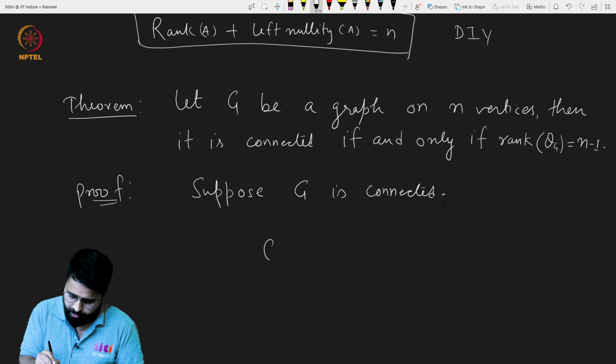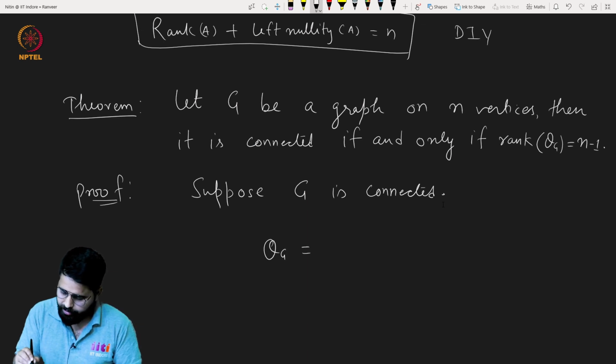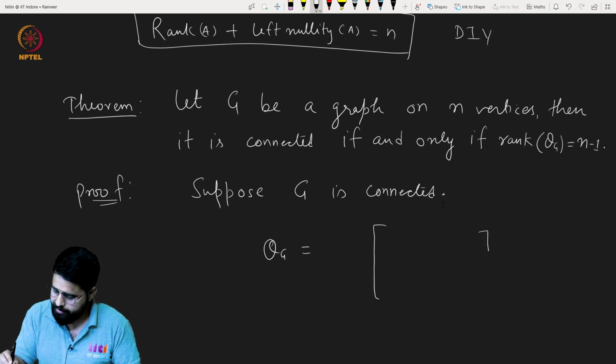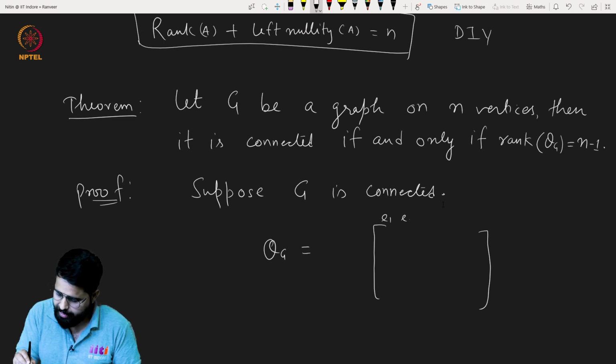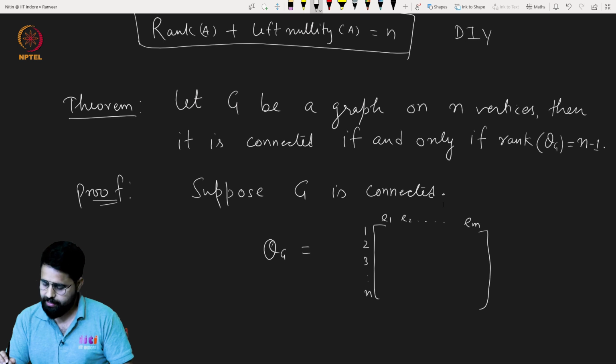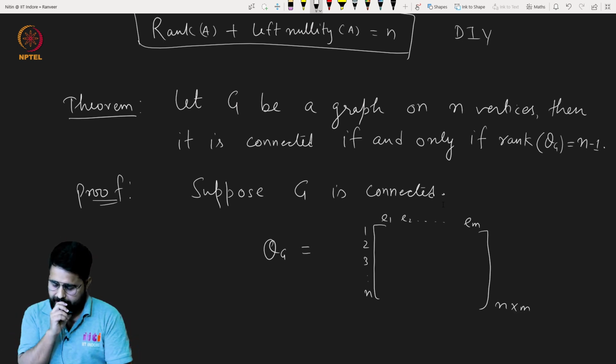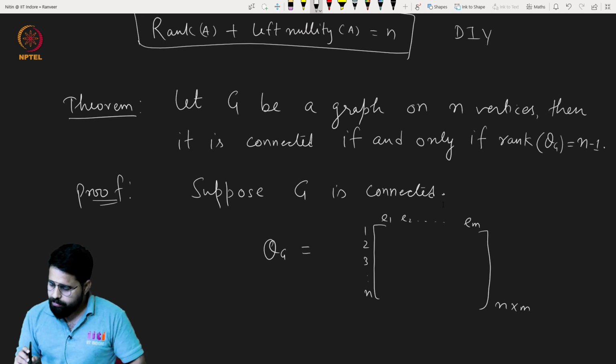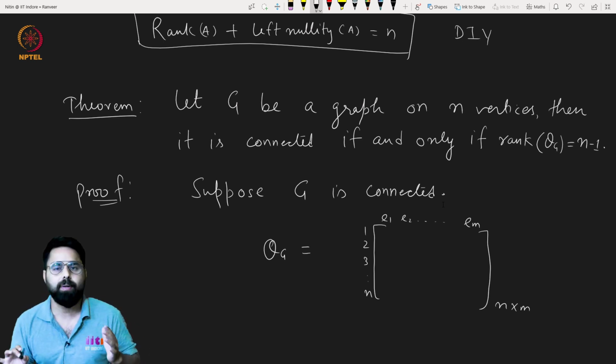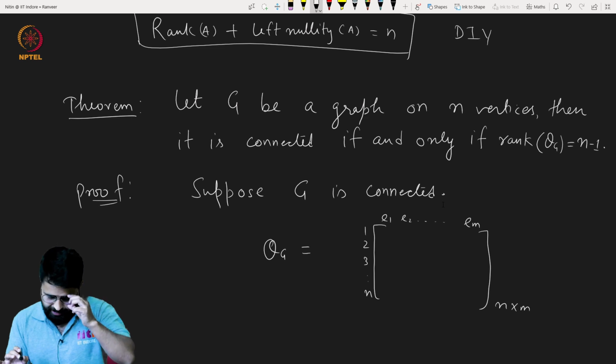So Q_G will be some matrix, right? So there will be edges. Suppose there are m edges, and there are 1, 2, 3 up to n vertices. Okay, so this is an n cross m matrix. Very good. Now when G is connected, I have to actually find the rank of this matrix, given that G is connected.